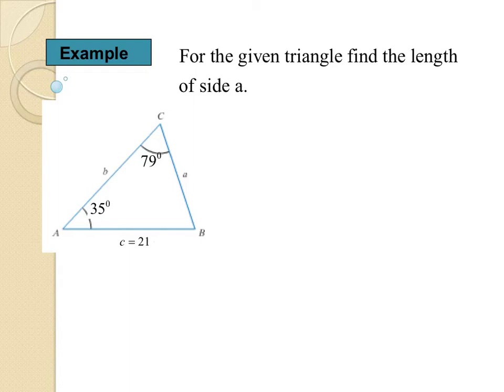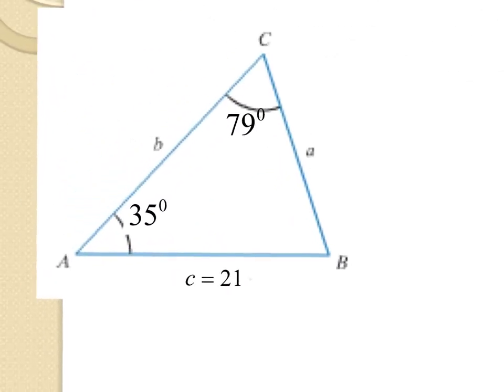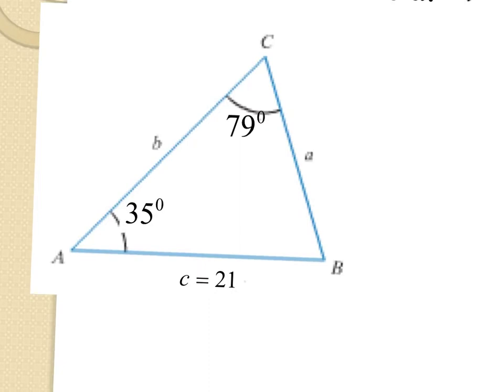But I want to switch these instructions. Let's say solve the triangle. When we're solving the triangle, we're looking for all the missing sides, all the missing angles. So let's start with the angles. Okay, so I have 180 minus 79 is 101. 101 minus 35 is 66 degrees.